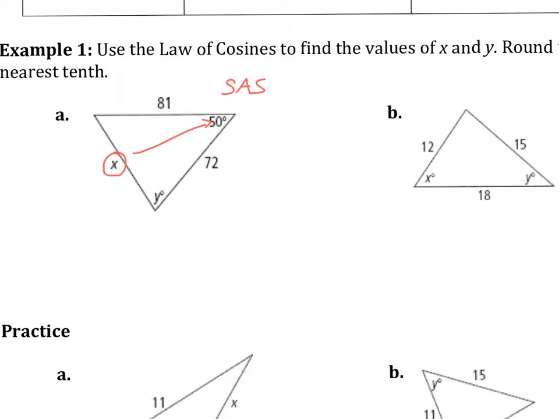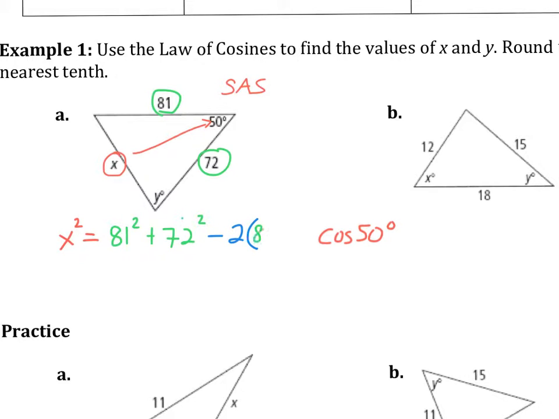So I already can set up a piece of it right now. I have x squared is equal to, and then way over here, at the end, I can say the cosine of 50. So those parts are the corresponding. And I might not have left myself enough room. Next, we know that the sum of the squares are of the other two sides. So 81 squared plus 72 squared. And we also know it's 2 times those two numbers again, 81 times 72.